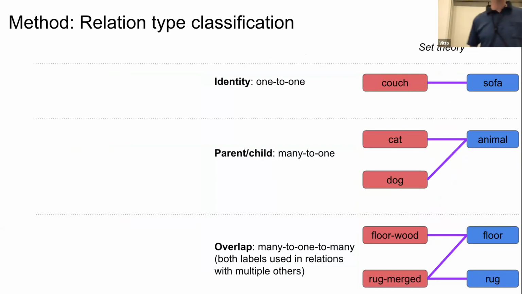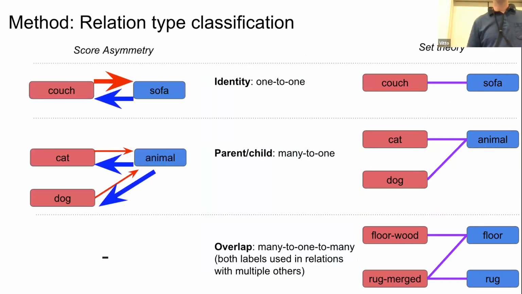So now can we try to classify these relationships into the types I discussed: identity, parent-child, and overlap. You can do it with simple set theory arguments on how many instances are included in the other. But the thing that works a little bit better is to look at score asymmetry. If two concepts like couch and sofa have a very high mutual conditional probability score in the two directions, they're likely to be in an identity relation. But if they are in a relation, but one of the two probabilities is much higher than the other, they are likely to be in a parent-child relation. Like every cat is an animal, but not every animal is a cat. And overlap can also be found by reasoning combinatorially over these instances, but I skip the details.